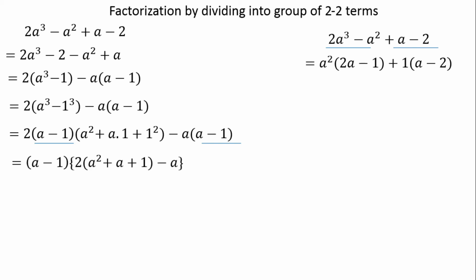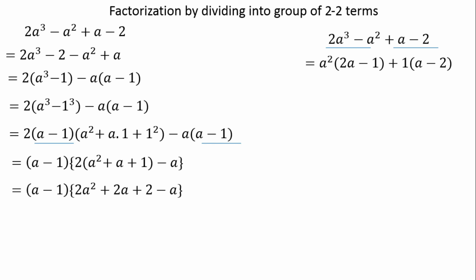So again we can take the common of a minus 1. Then the remaining in the first expression will be 2 multiplied by a square plus a into 1, that is a, and 1 square will be 1. Then in the second expression the remaining is minus a. So by taking this a minus 1, we have the remaining of 2 and this expression, then minus a in the second expression. So let's multiply by 2 and open the bracket next.